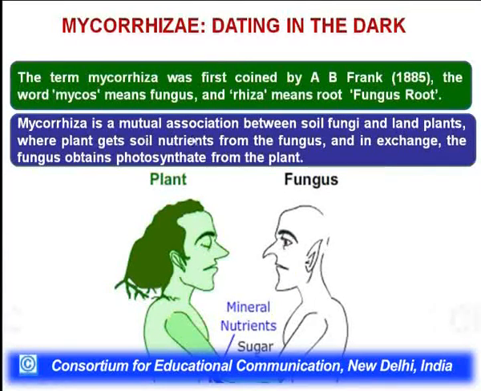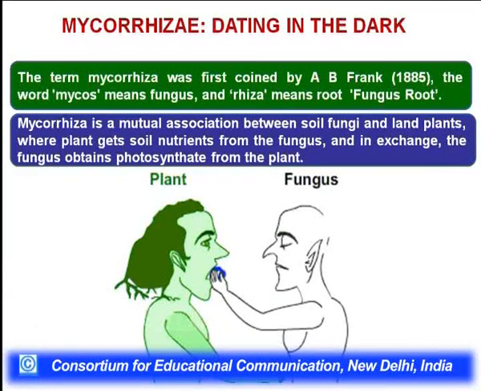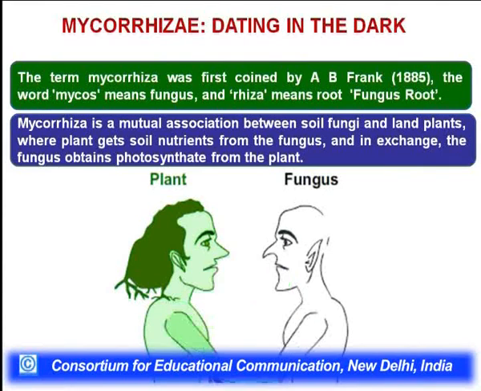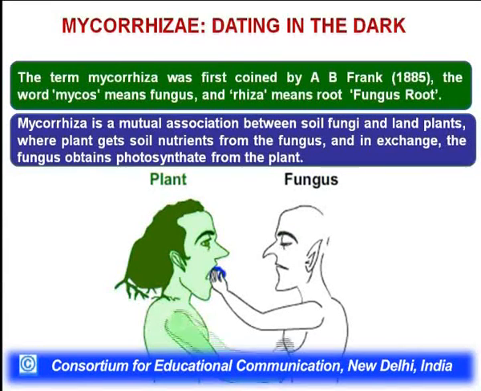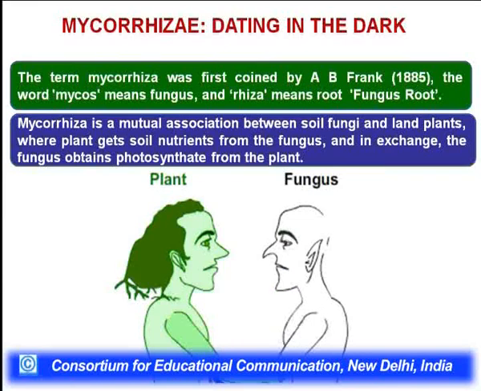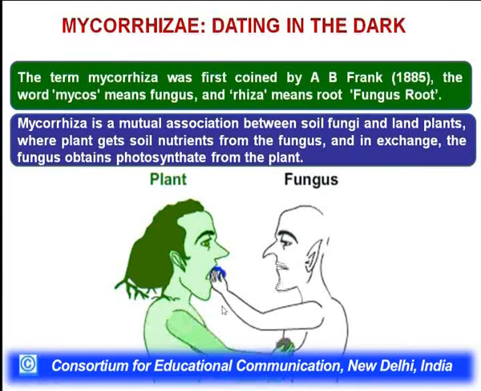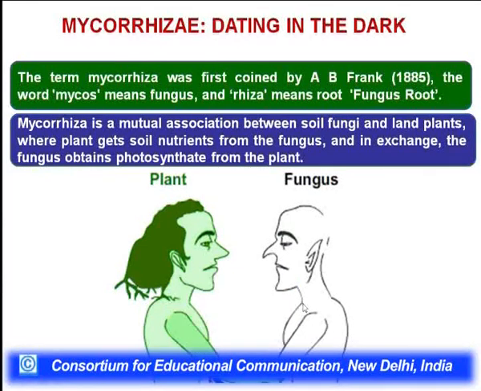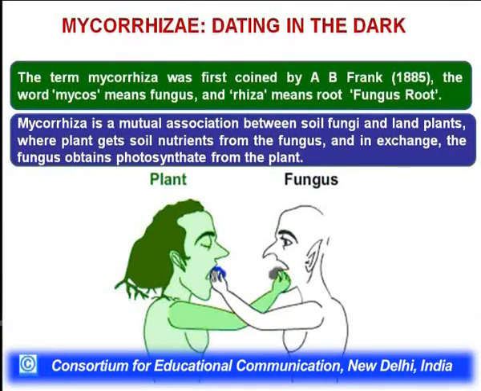Mycorrhiza is a mutual association between soil fungi and land plants, where plant gets soil nutrient with the help of this fungus, and in exchange, the fungus obtains photosynthate from the plant. So, both are getting benefit. With the help of this cartoon, I have tried to explain how they are being benefited from each other. And now it is clear that not only the nutrients, the mycorrhizal fungi is helping the plant in several other cases, like it is helping the plant to cope up from different type of stresses, that we will discuss in the next slides.